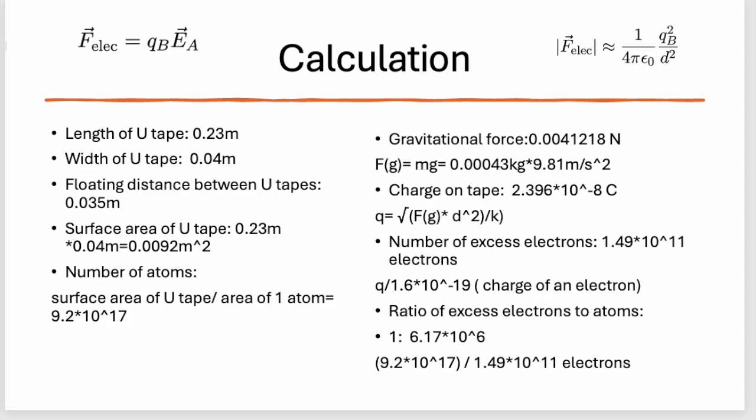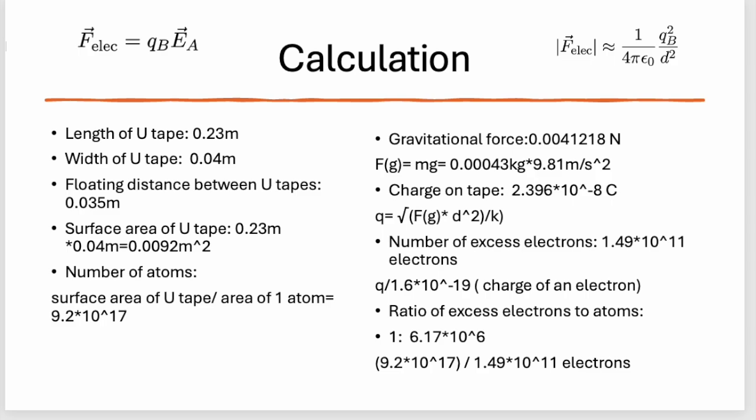For calculation, I basically used these two equations on the slide. The length of the tape was 0.23 meters. The width was 0.04 meters. The floating distance between the tapes was 0.035 meters. The surface area of the tape was 0.23 meters times 0.04 meters, which is 0.0092 square meters. For the number of atoms, I divided the surface area of the tape by the area of one atom, which came out to be 9.2 times 10 to the 17.